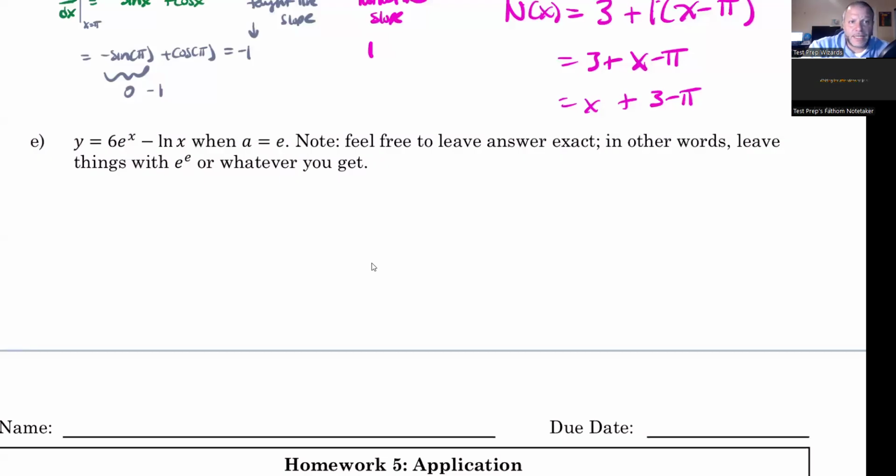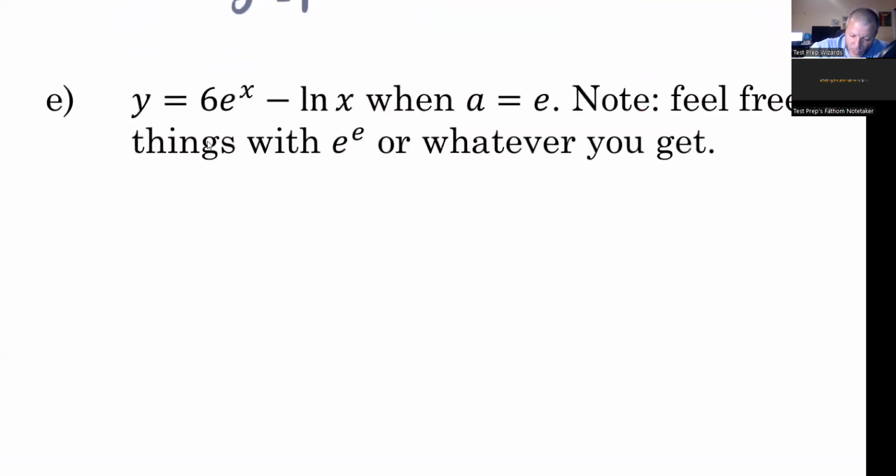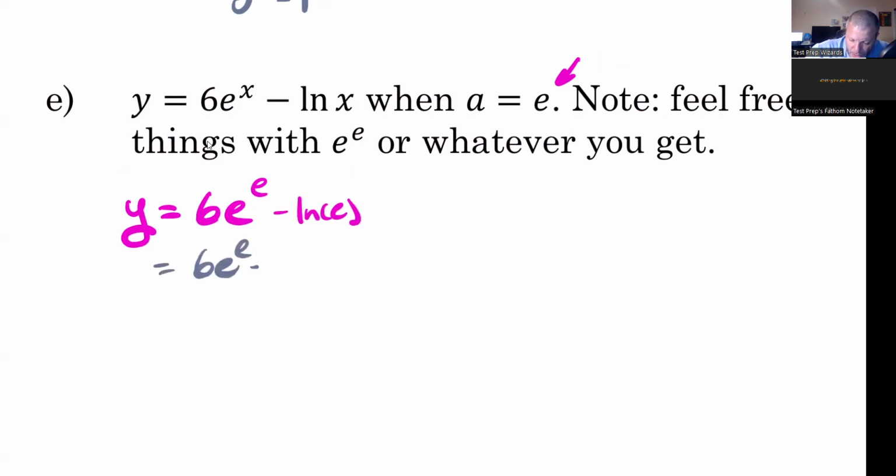All right, so then in 6e^x, where we have the a coordinate, but we don't have a y coordinate, so let's find our y coordinate first. All right, so y is going to be 6e^x. Well, my value of a is e, so I'm going to get 6e to the e minus natural log of e. So natural log of e we can simplify. That's going to be just 1. So I'm going to get 6e raised to the e minus 1.